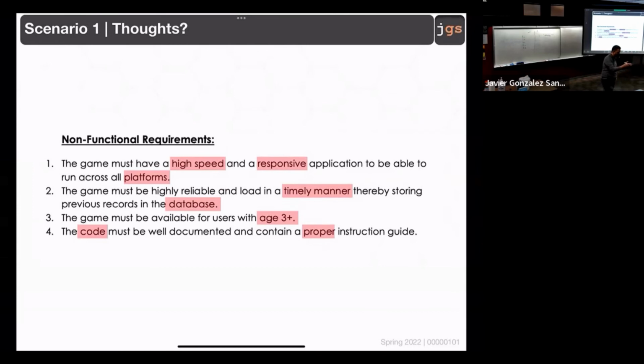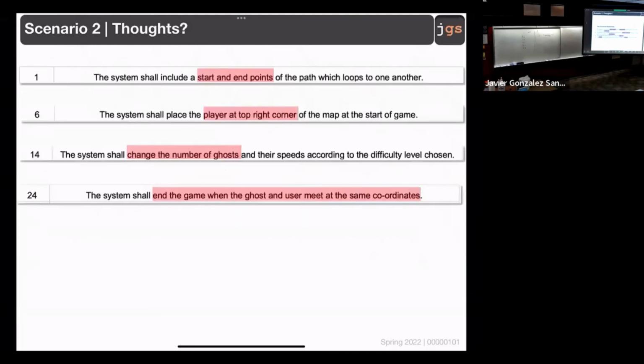Your homework is assuming that I am asking you to implement the Pac-Man, that I am the company that developed the Pac-Man and you're going to be part of my team. Make sense? Okay. Anything about the code is not a requirement. Remember that. What do you think about scenario number 2?